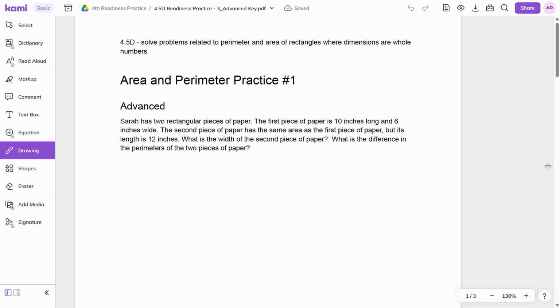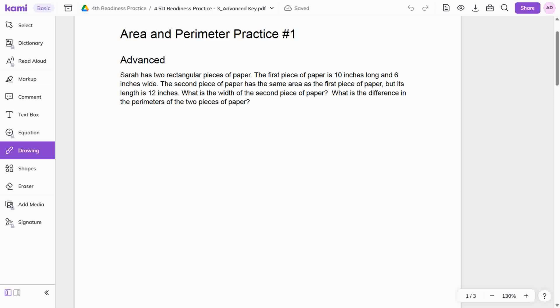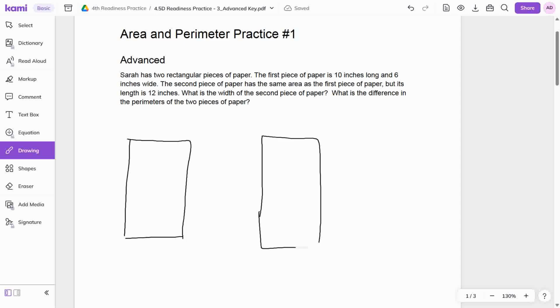So we've got Sarah here with two rectangular pieces of paper. So let's just go ahead and draw two rectangles. The first piece of paper is 10 inches long and 6 inches wide. All right, so we'll make 10 inches and 6 inches.